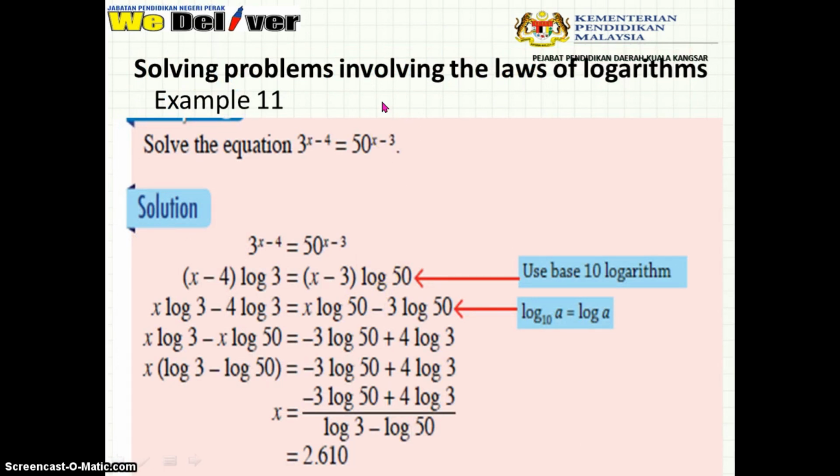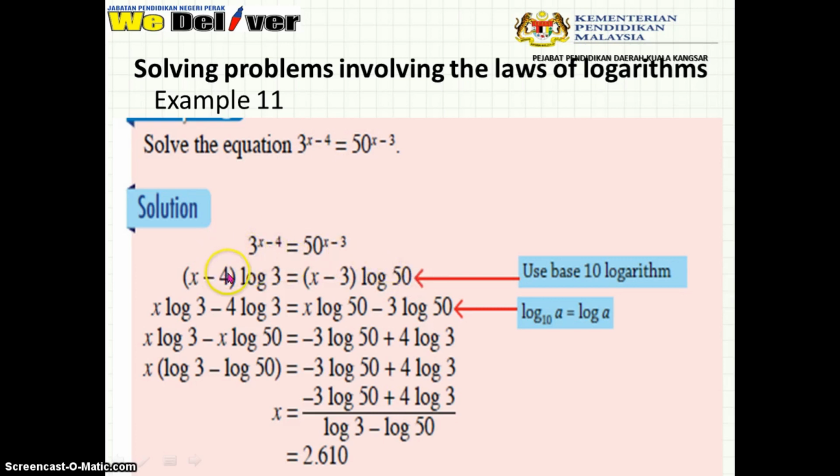Okay, and then we see the problems involving the law of logarithm. Solve the equation 3 to the power of x minus 4 equals 50 to the power of x minus 3. Both have different bases, so we cannot compare the indices. We have to take log on both sides.